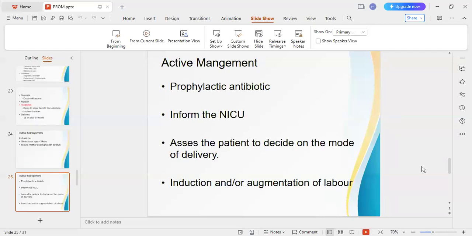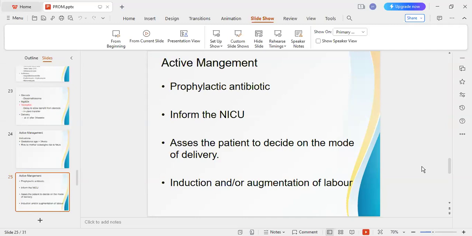So in our active management, as usual, we have to give our prophylactic antibiotics. You have to inform your NICU services. Even though the baby is 34 weeks, the baby is still not term. Even though the baby is 35 weeks, the baby is still preterm. So you have to inform your NICU services that we'll be bringing a preterm baby, or a baby whose mother had complications such as chorioamnionitis, which we'll talk about. This baby is predisposed to having neonatal sepsis and all other complications. So you have to inform your NICU and also assess this patient to decide the mode of delivery.